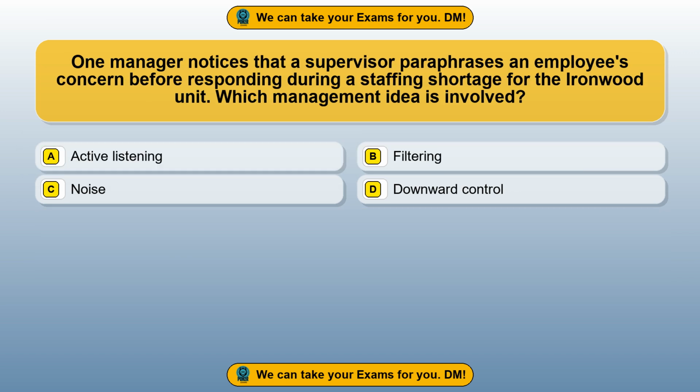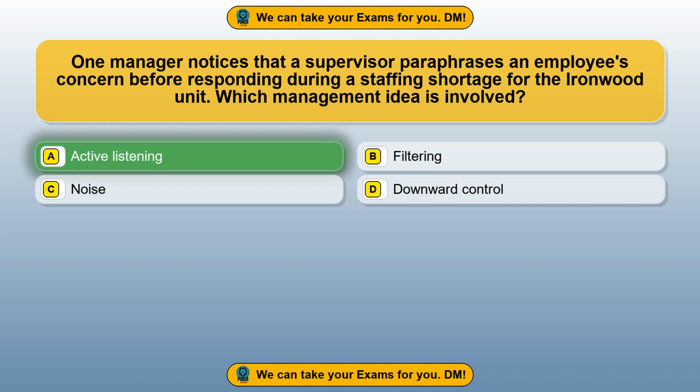Question 71. One manager notices that a supervisor paraphrases an employee's concern before responding during a staffing shortage for the Ironwood unit. Which management idea is involved? Option A, active listening. Option B, filtering. Option C, noise. Option D, downward control. The correct answer is option A, active listening.